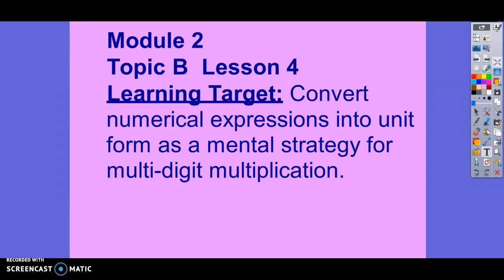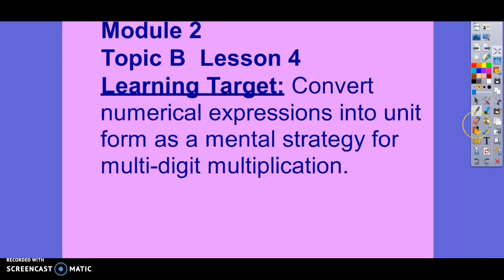Today we're going to continue our study of numerical expressions by converting numerical expressions into unit form as a mental strategy for multi-digit multiplication. We've used unit form before when we were working with adding, subtracting, multiplying, and dividing decimals. We're also going to use a lot of our visual models that we learned in Lesson 3, which were those tape diagrams. So take a moment. Write your learning target in your math journal. Convert numerical expressions into unit form as a mental strategy for multi-digit multiplication.